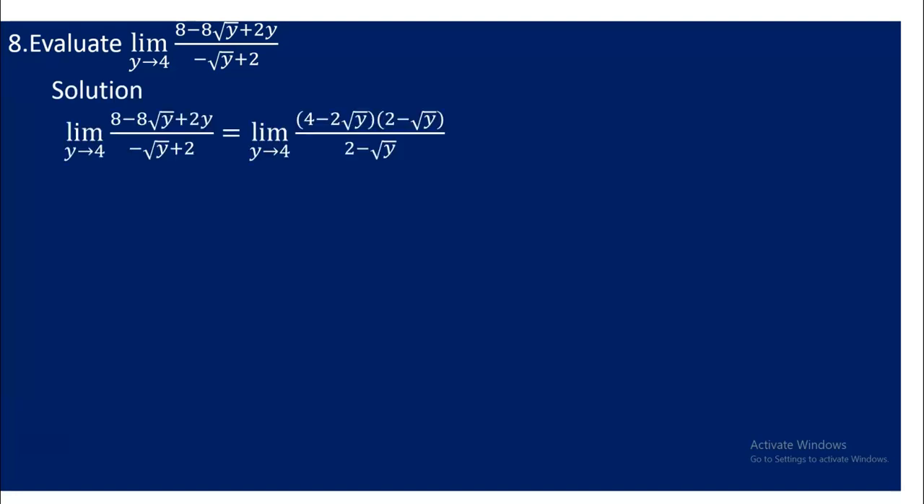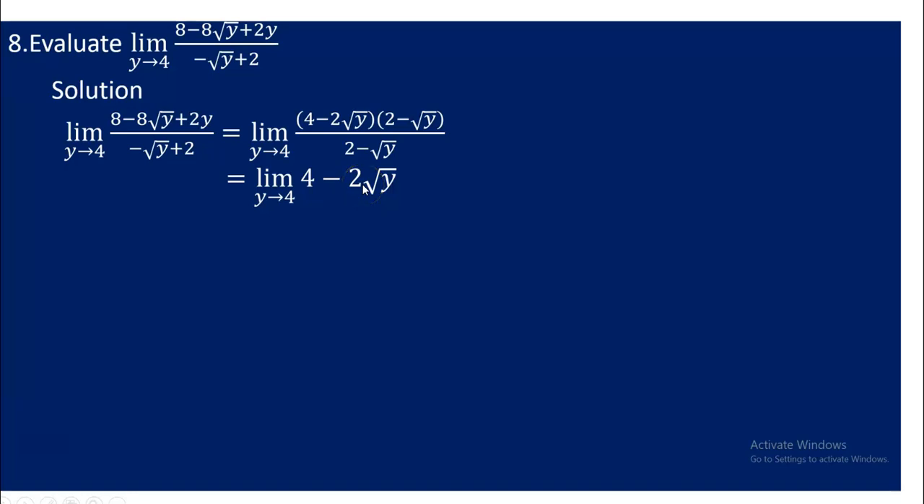The limit of (8 minus 8 radical y plus 2y minus radical y plus 2) as we approach 4. Now let's factor the numerator. When you factor the numerator, students, 8 minus 8 radical y plus 2y, you'll obtain 4 minus 2 radical y into 2 minus radical y. So from this, the 2 minus radical y can be cancelled by 2 minus radical y. Having minus radical y plus 2, by the way, is the same as 2 minus radical y. Now I obtained two similar expressions that can be cancelled, so I can cancel these two.